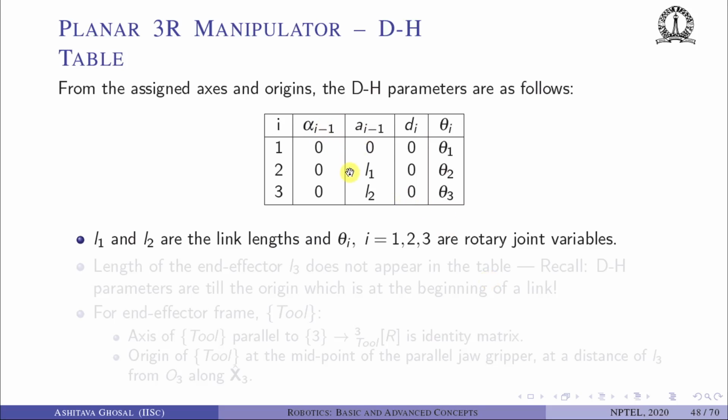So a_{i-1} is L1. d_i is 0 because this is a planar example, and the joint angle is theta 2, or the link rotation of link 2 is theta 2. Likewise, for link 3, i equals 3, alpha_{i-1} is 0. The link length is L2, d is 0, and this is theta 3.